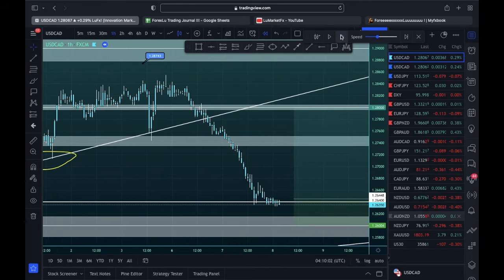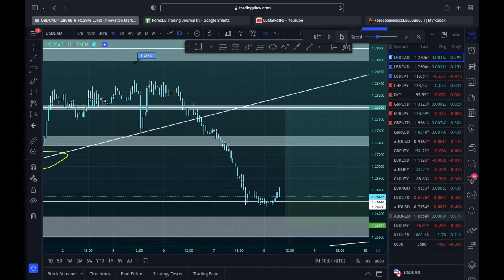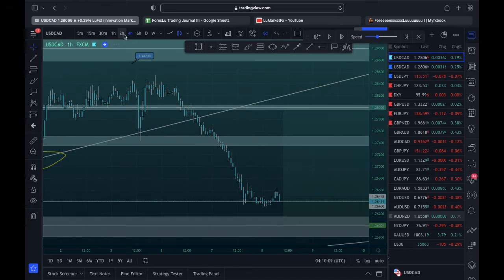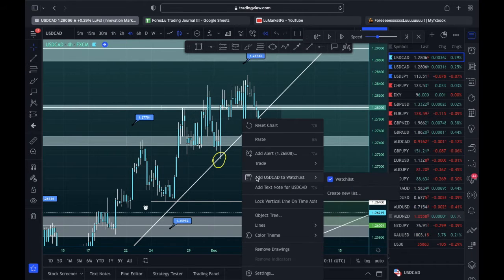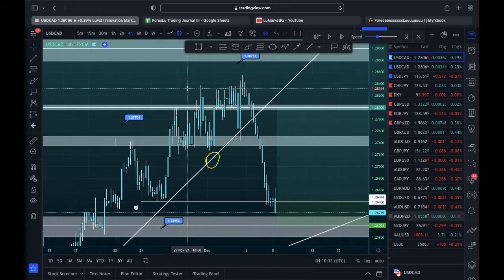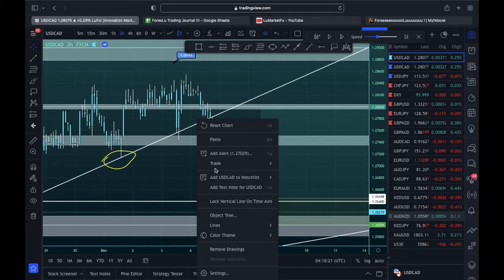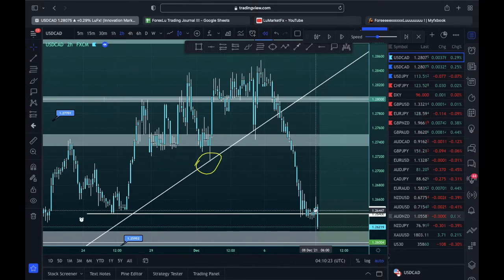Price bounced again. And right here is where I got in, I'm pretty sure. Let me look on the 4 hour. Yeah, this is exactly where I got in. After this, not right here, but after it started pushing up right here, like around here is where I got in. So let me just go to the 2 hour. I'm going to show you guys my stuff too. But I got in like right here.